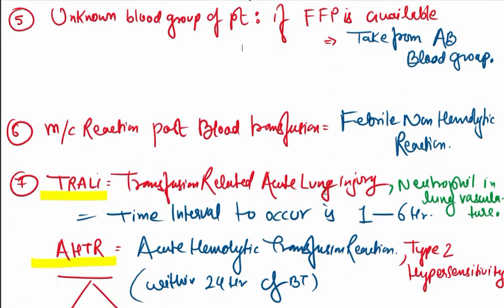Next one, if we are receiving a patient of unknown blood group, so the blood group status of a particular patient is not known, and if we have only fresh frozen plasma, then which donor has to be used for FFP? This is the AB blood group. So fresh frozen plasma from the AB blood group can be given to this unknown blood group patient.